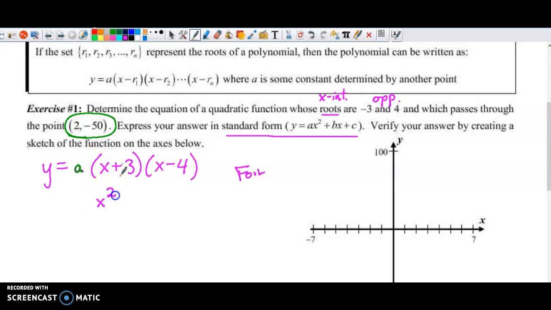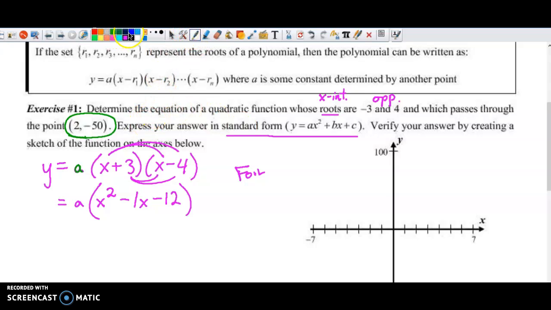X times x is x squared. The outside is negative 4x. The inside is 3x, so negative 4x plus 3x would be negative 1x. And then 3 times negative 4 would give me negative 12. And if that's not quite making sense, I would encourage you to take it a step further.